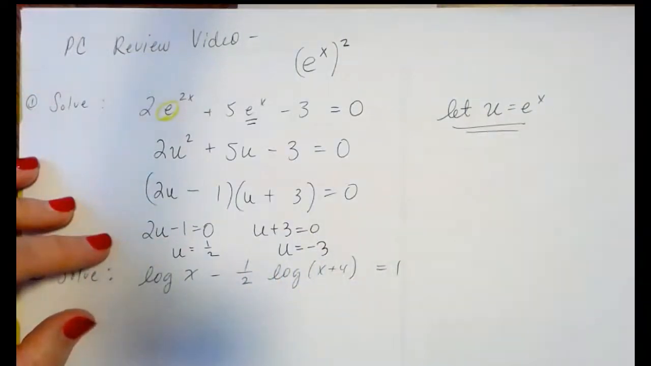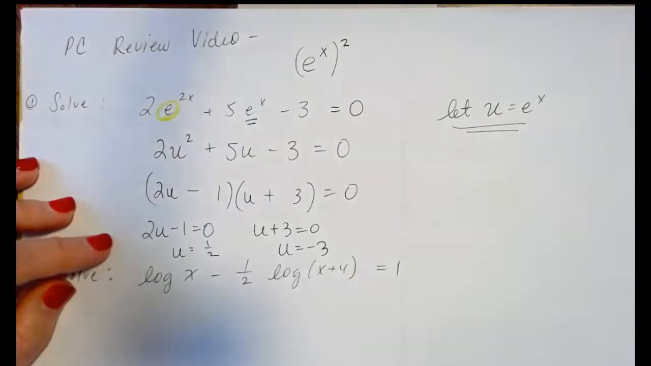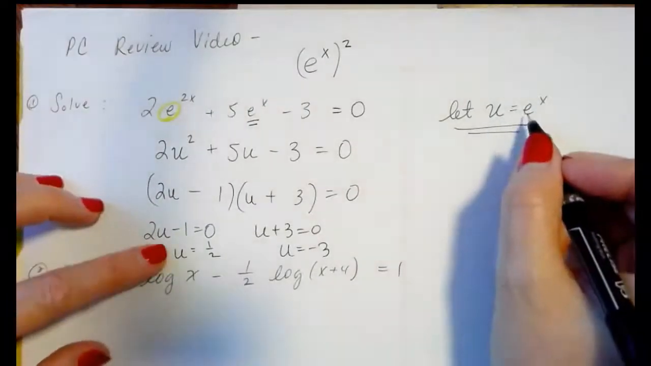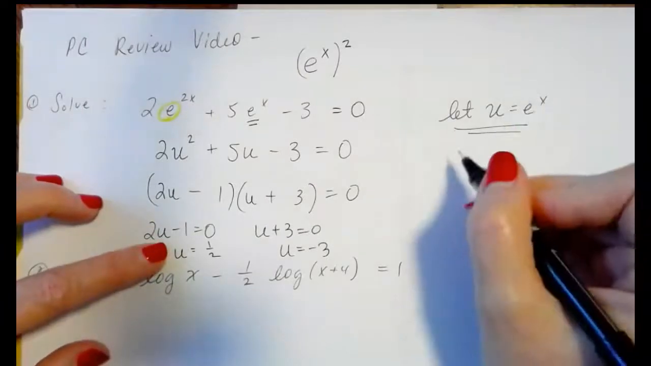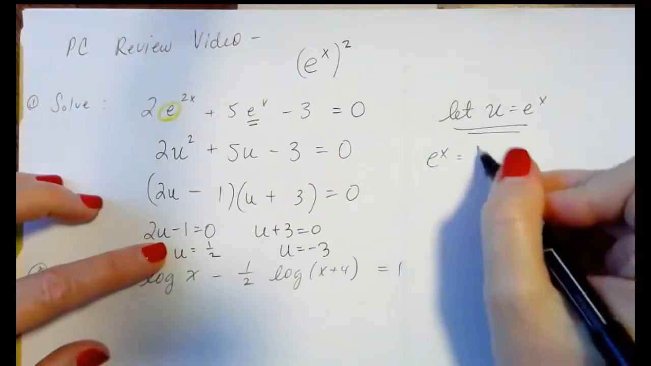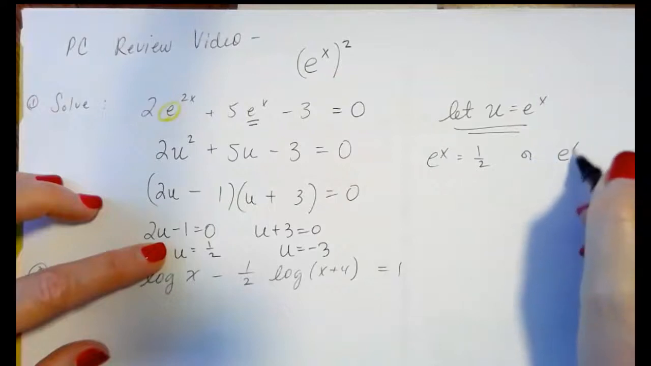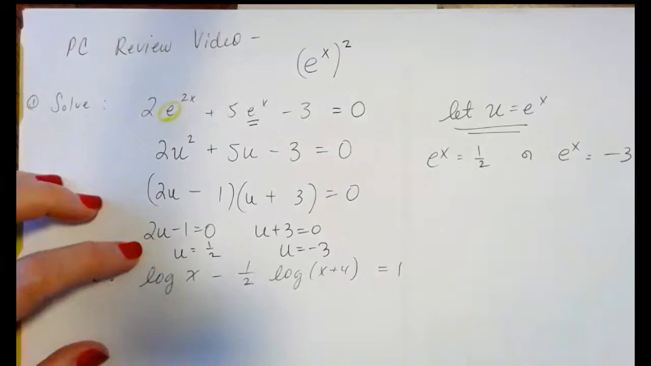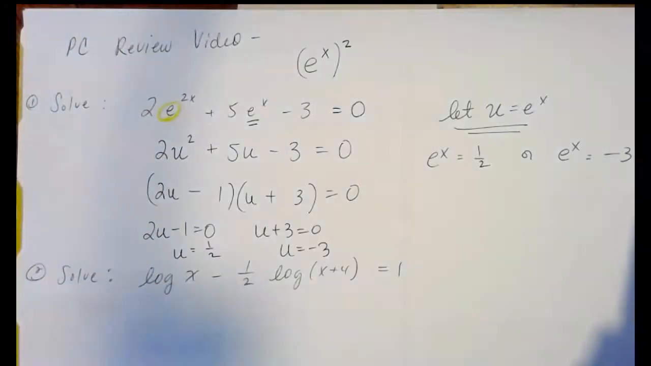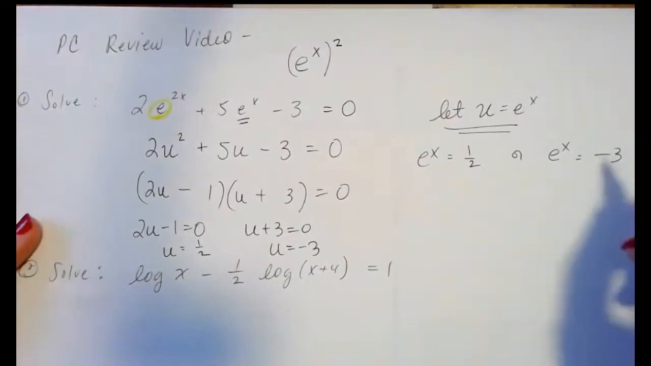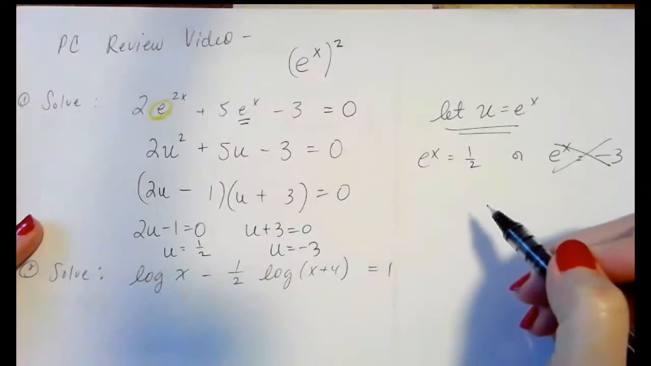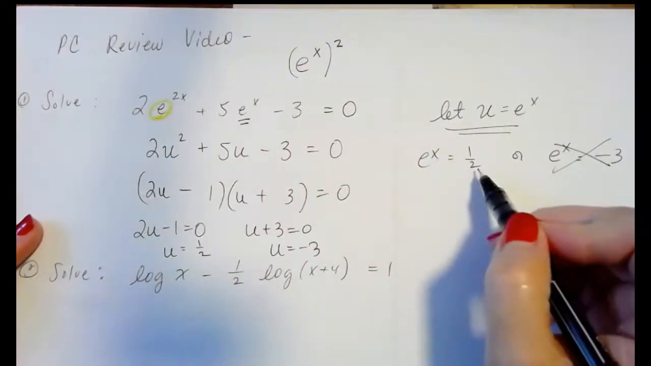But remember, u equals e to the x. So we'll bring our u values over and plug in the e to the x wherever we see u. So e to the x equals 1/2, or e to the x equals negative 3. Now, of course, e to the x can't be negative because there's no power of e that is negative. So this is an extraneous solution. But here, this is a real solution. e to the x equals 1/2.